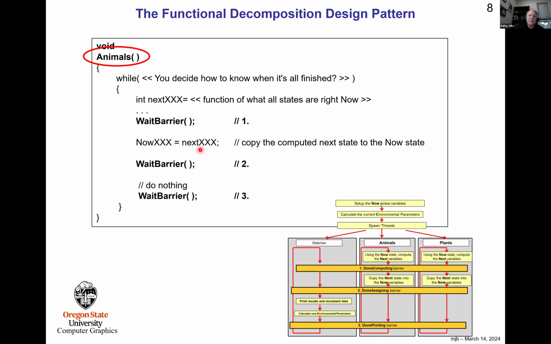Now they copy their next thing they computed into the now state, the current state, because now by passing this barrier, we know that all quantities are done using the current state. Wait at the barrier. Now in here, they do nothing because the watcher thread's running. Wait at the barrier. And then everybody can go back up to the top and do it again. So all these threads are working in lockstep through this process. And they have to be, otherwise they get out of sync.